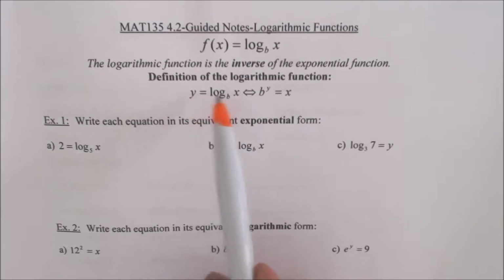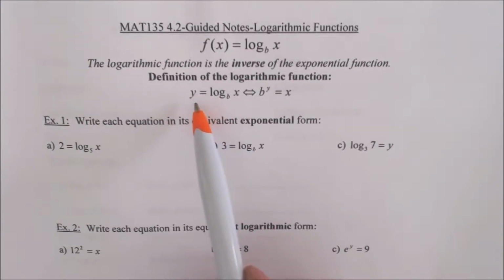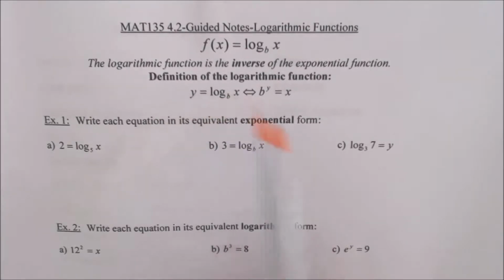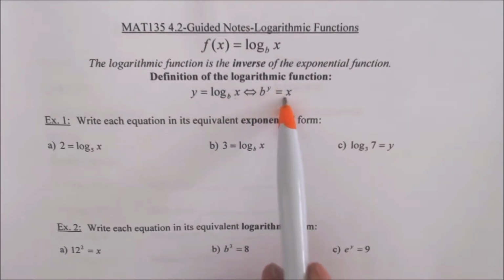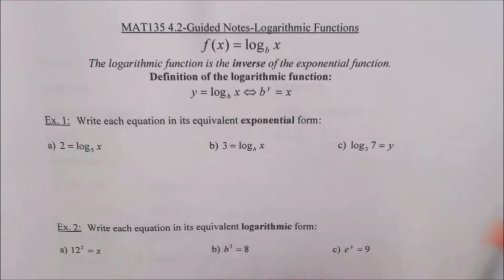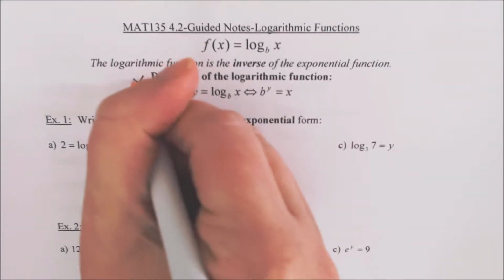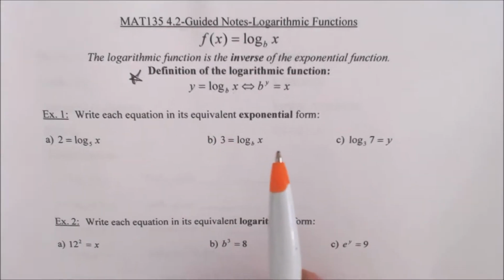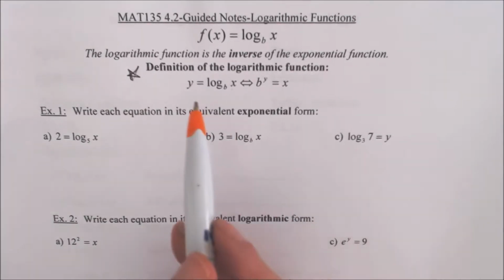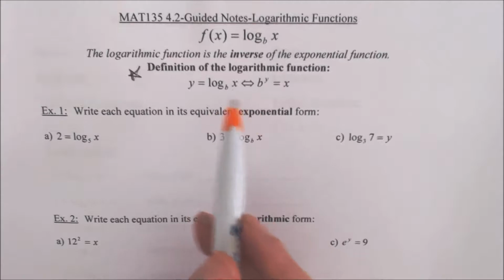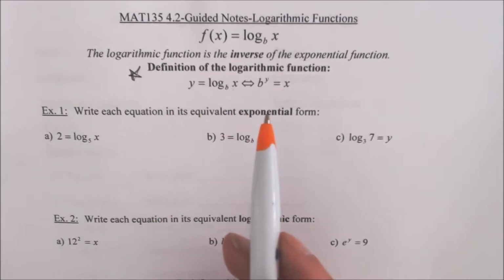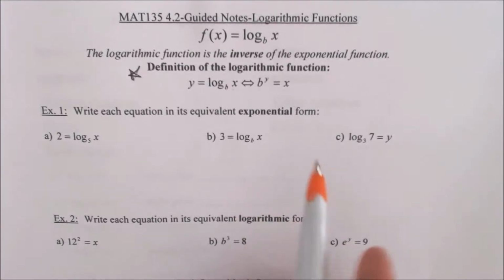This definition here is how we can go between the two forms. So y equals log base b of x can be expressed as b to the y equals x, and vice versa. This definition is very, very important. You're going to use this all through the rest of this chapter, and it's really essential that you understand how to apply this definition to convert between log and exponential forms. So let's do some practice here.